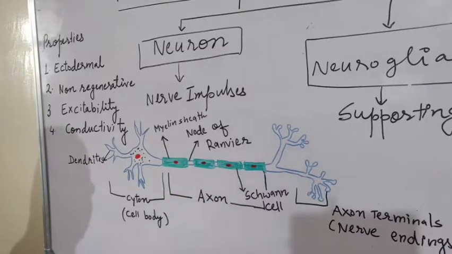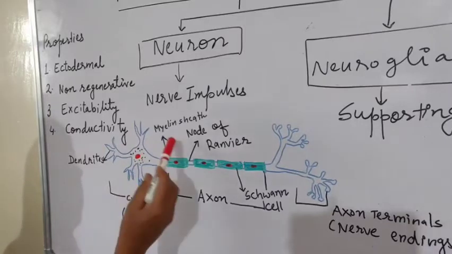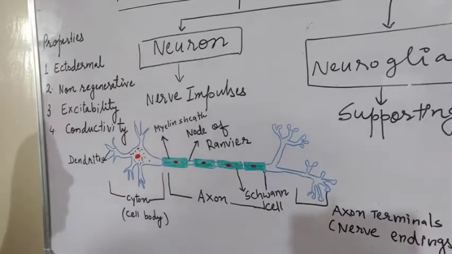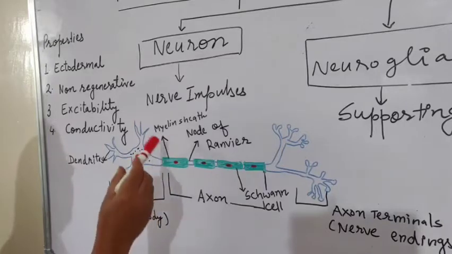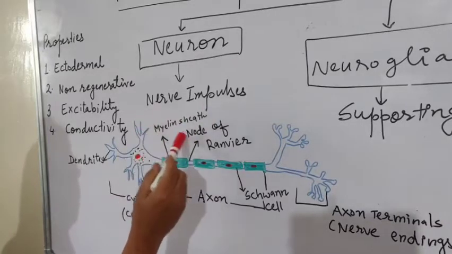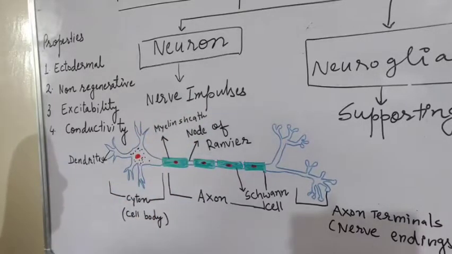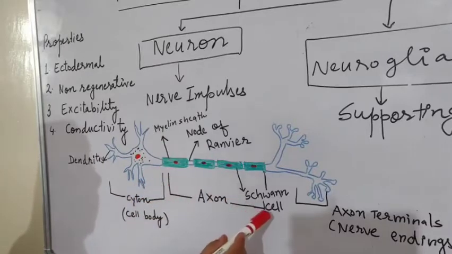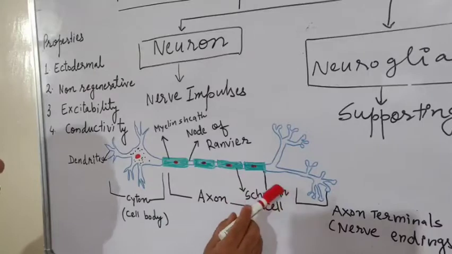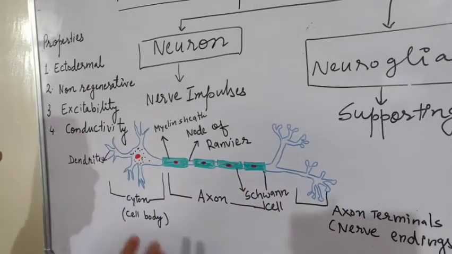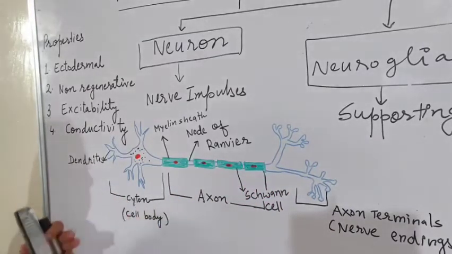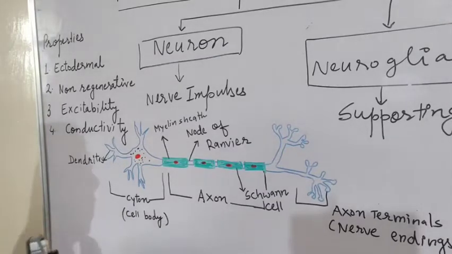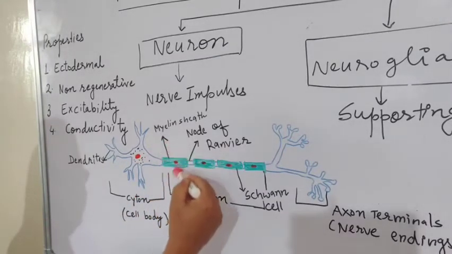These axons may be without a myelin sheath, that is non-myelinated, or they may have a myelin sheath, which are called myelinated nerve fibers. And these myelin sheaths are actually formed by specific types of cells called Schwann cells. These Schwann cells are actually only the plasma membrane which is insulating the axon.